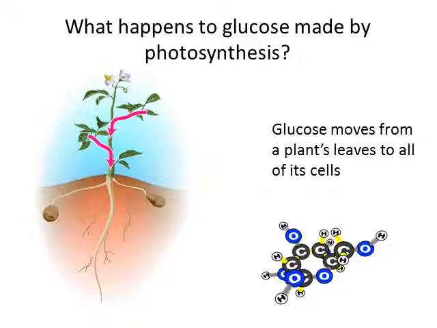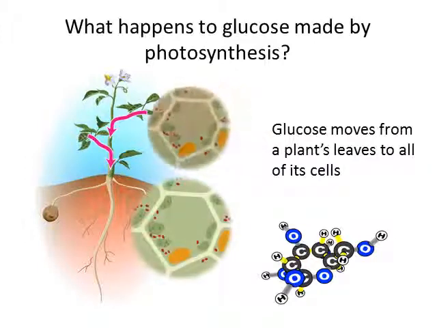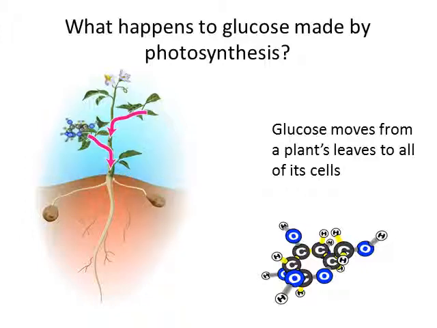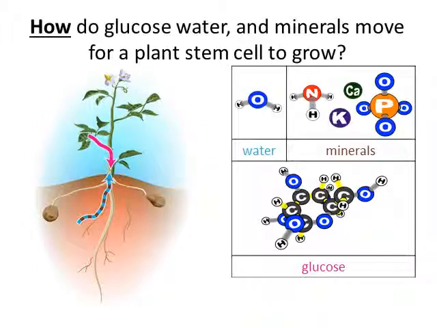So what happens to glucose made by photosynthesis? Well, it moves from a plant's leaves to all of its cells. So here's a couple of cells in the stem of that plant. And you can see the glucose is moving from the leaf slowly but surely into that cell. Oh, I should go back here. Sorry, as the glucose moves in, something that's not shown in this is that the glucose will link together to form sucrose and eventually starch or cellulose to make long chains, long polymers of those molecules.